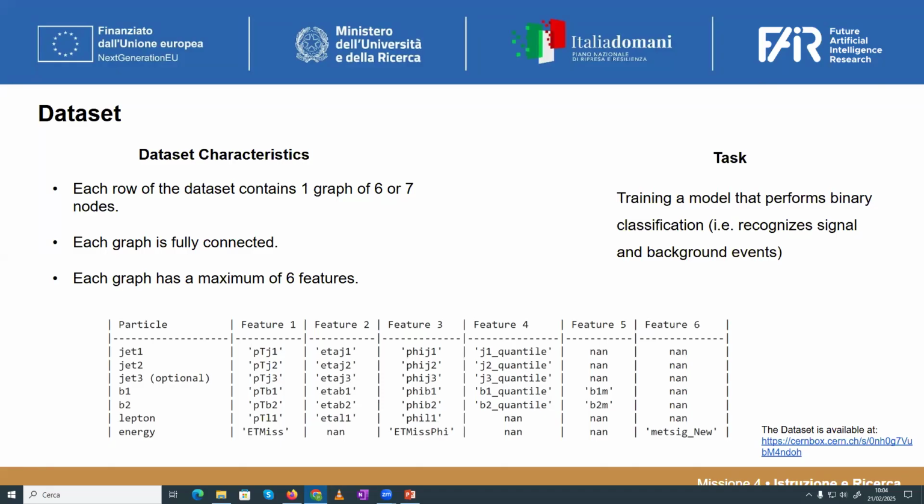Each node is the result of a collision. We have different types of particles: the jet, which comes from the hadronization of a quark, the big jet, which comes from the hadronization of a big quark, the lepton, which could be either a muon or an electron, and the last node, which is energy, is not really a particle, but is a proxy node that is used to account for all things that are not detected, like, for example, neutrinos or dark matter. And these particles have certain types of features. The most important ones are the first three features, which describe the dynamics of the particle after the collision.